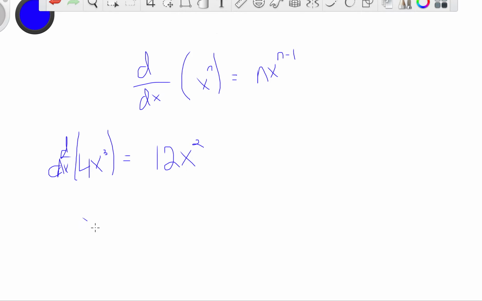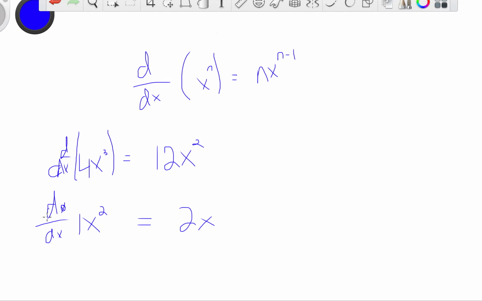Okay, and to elucidate what we really did there, think about x squared, right? So we know that the derivative is 2x, right? We did that. So think about it as having a coefficient of 1.